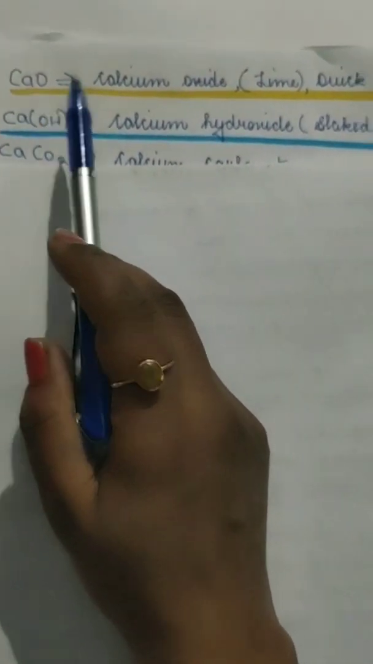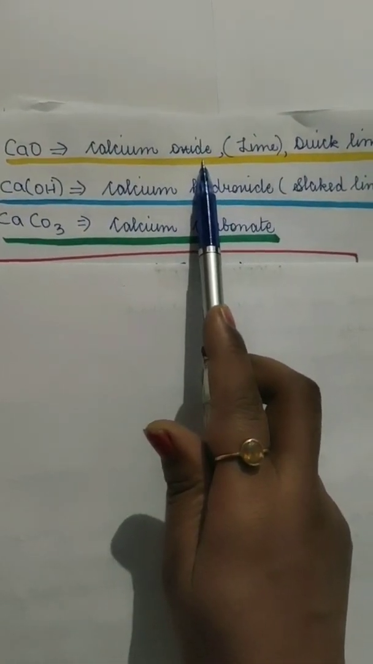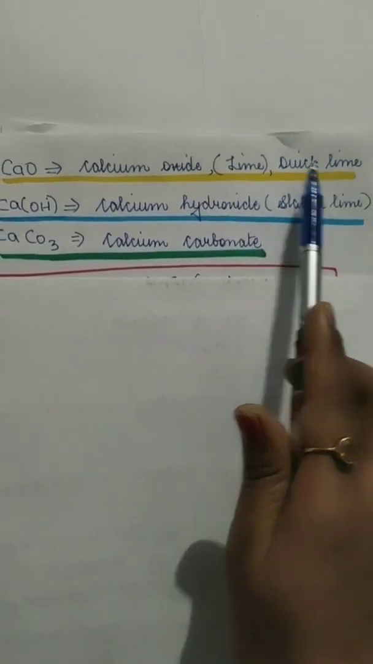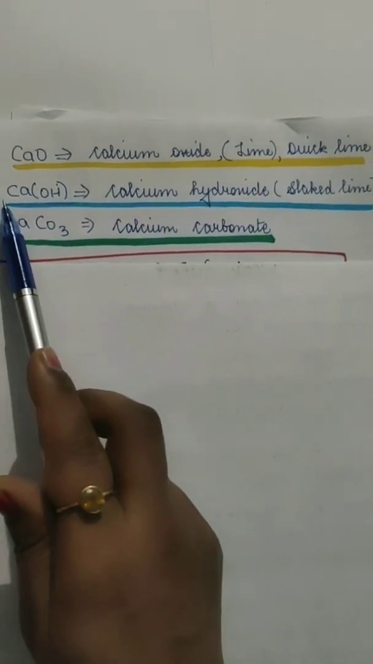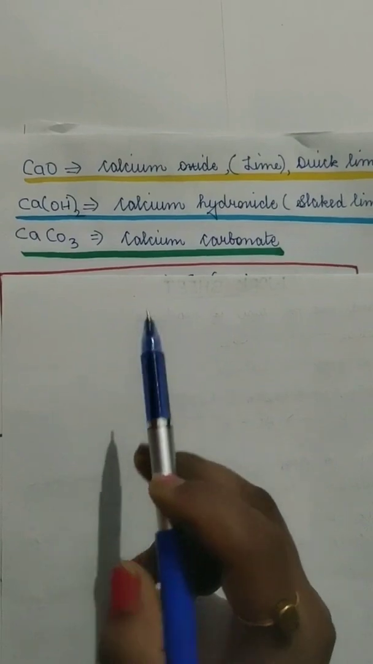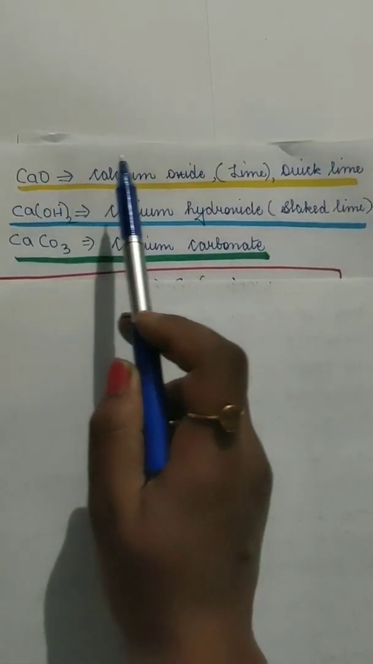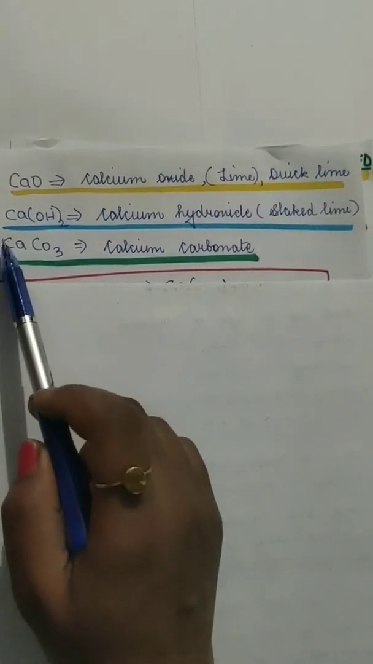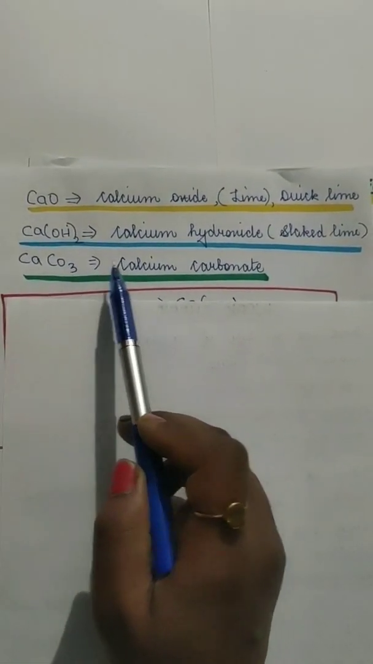To make you understand more easily, I've written some terms. Please note it down. CaO is calcium oxide, which we also call lime or quicklime. Ca(OH)2 is called calcium hydroxide or slaked lime. Please don't forget, CaO is calcium oxide and the common name is quicklime or lime. Ca(OH)2, calcium hydroxide, is commonly called slaked lime, and CaCO3 is calcium carbonate.